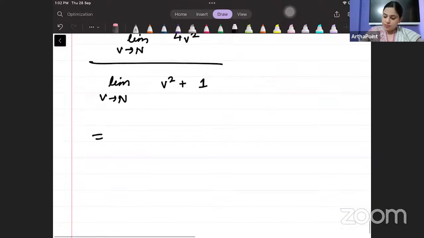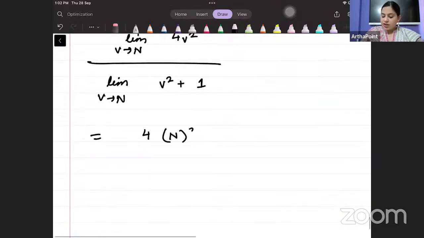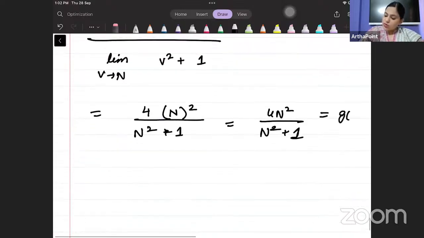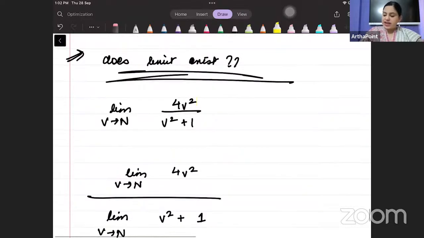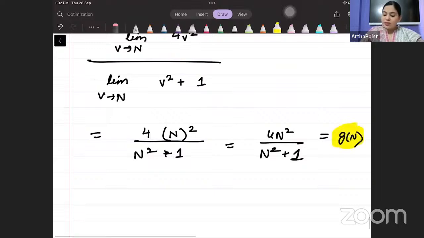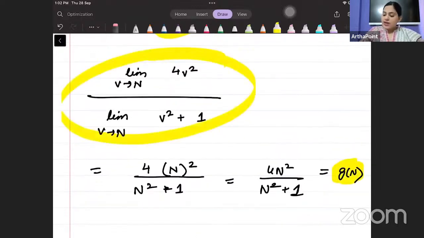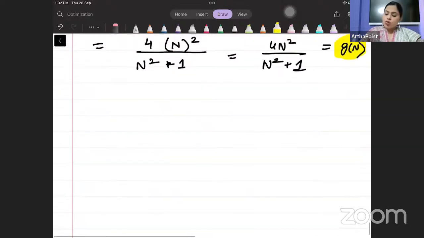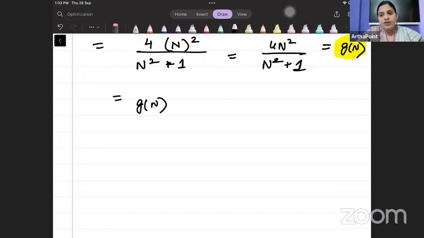So beta, what will this become? 4, instead of v, I will put n square upon n square plus 1. So this becomes 4n square upon n square plus 1. But isn't this equal to g(n)? If I had directly put n in place of v in this function, this is what would have come. This came from the limit theorem. But if I had simply plugged n into this function, I would have got the same thing, na? So I can say that this is equal to g(n). So all my properties are satisfied.